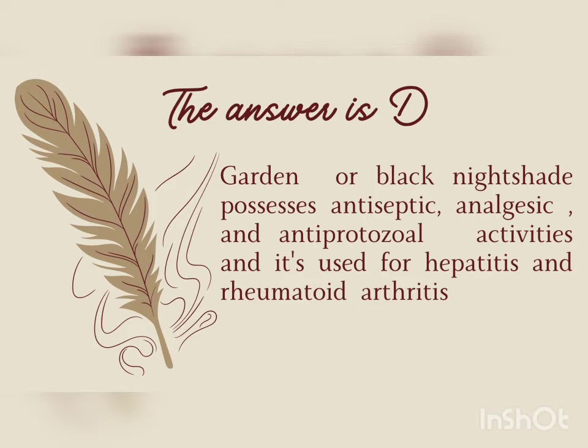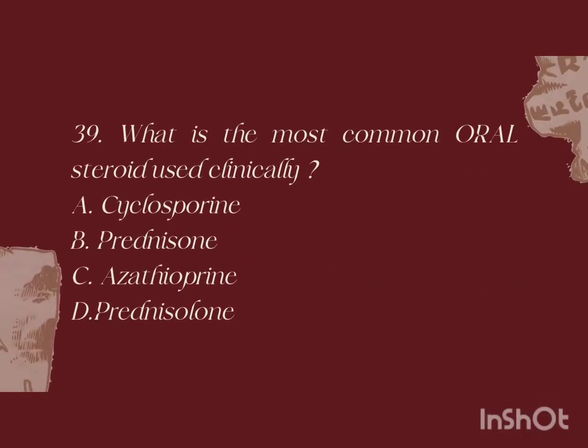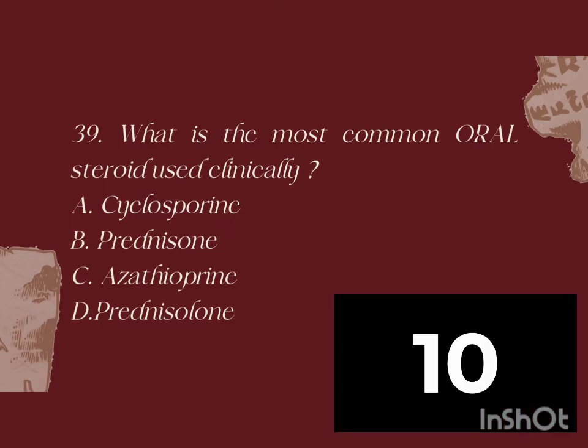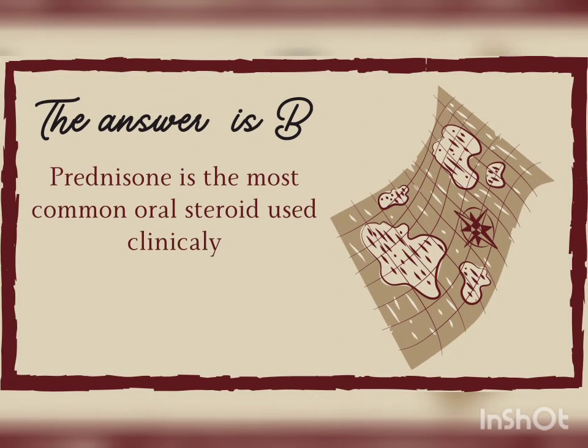rheumatoid arthritis. Number 39. What is the most common oral steroid used clinically? A. Cyclosporin, B. Prednisone, C. Azathioprine, D. Prednisolone. The answer is B. Prednisone is the most common oral steroid used clinically.